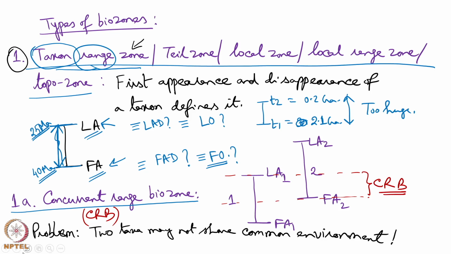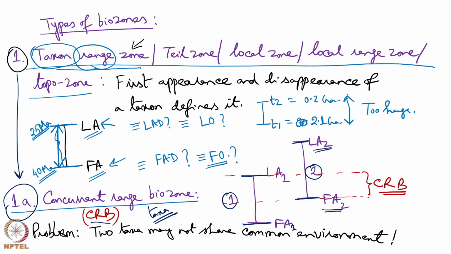Now, in the taxon range zone another term, a variety, that is why I write 1A, this was 1 and this is 1A, which means that kind of taxon range zone is a concurrent range biozone, CRB. Now, here we will be using basically taxa, that means more than one. Imagine for taxon 1, this is the first appearance FA1, this is the last appearance LA1, and for the second taxon, this is the first appearance 2 and this is the last appearance 2.